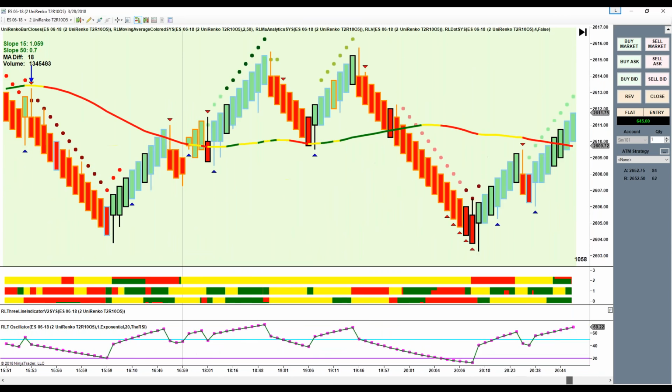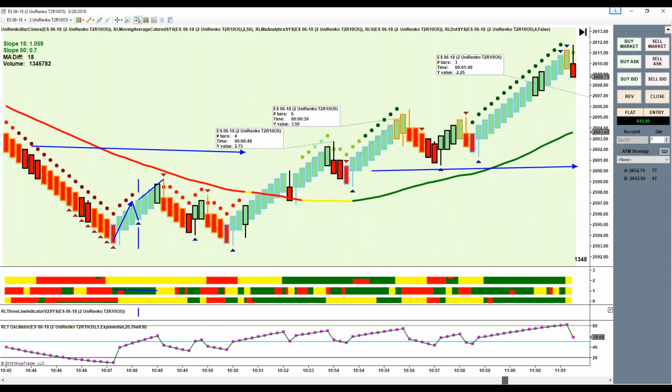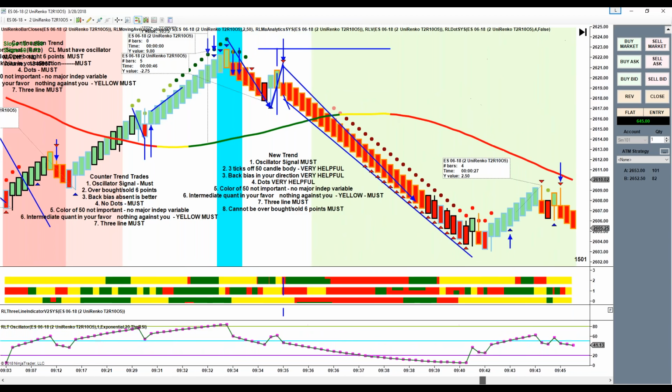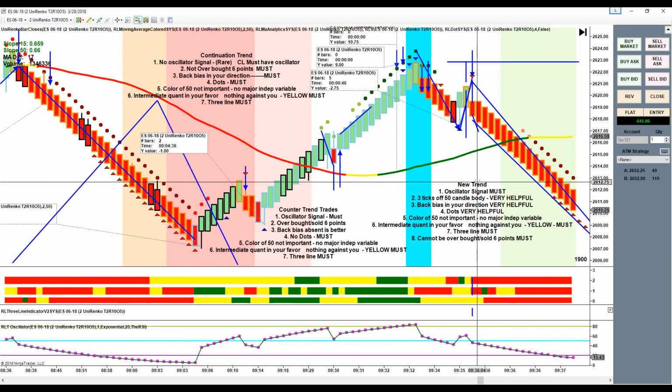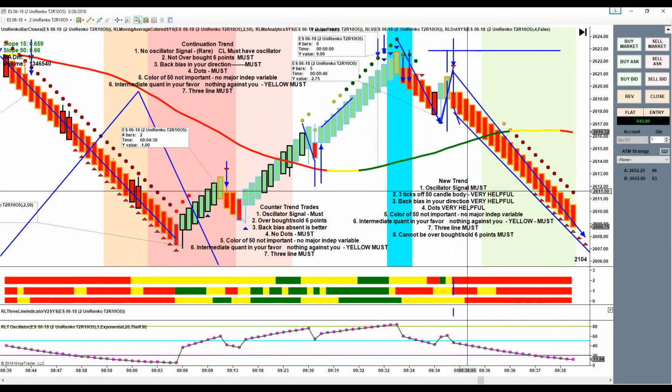Now, there's no way it vanished just because I recalibrated. There it is. Okay? So on a new trend, the oscillator signal is a must. You must be tight to the 50.